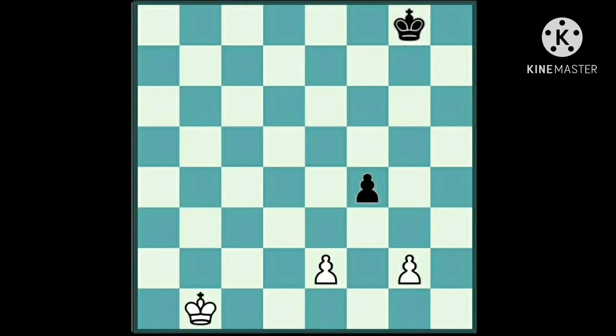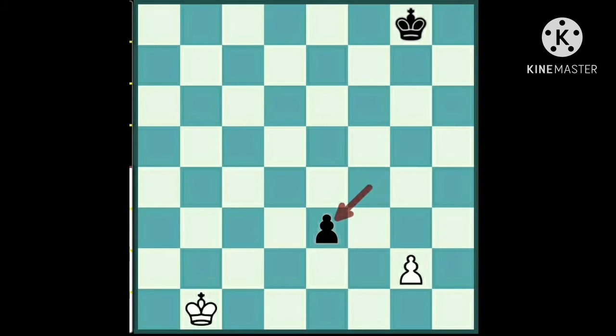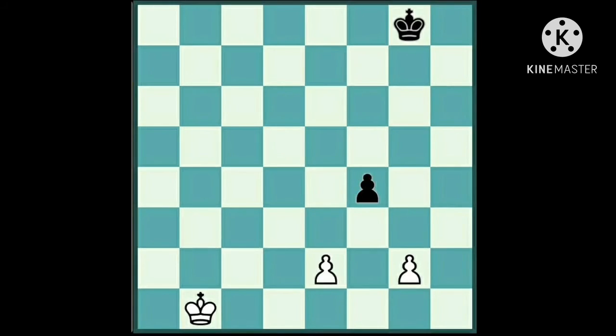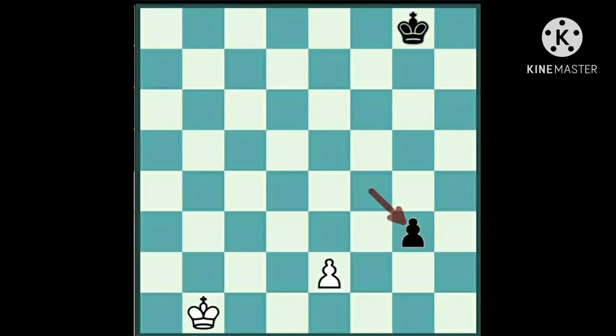Now we see how black applies the en passant rule. If white plays e4, then black can take f into e3, or if white plays g4, black can take f into g3 on the right hand side. So this is the en passant rule.